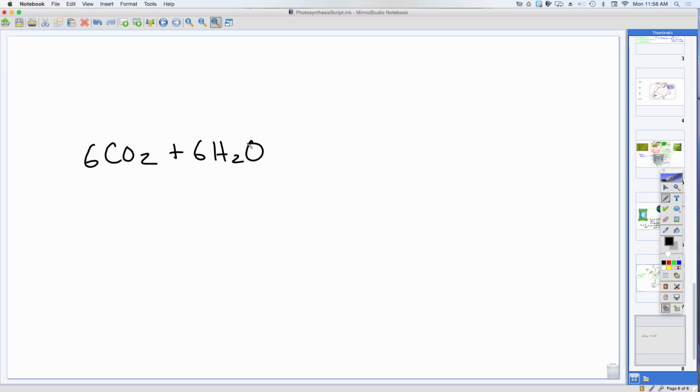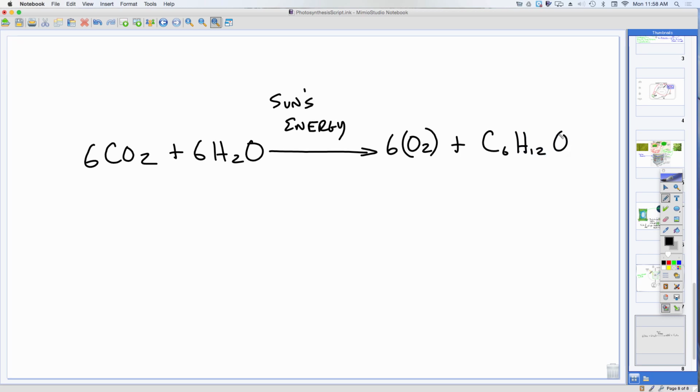Now we can look at this whole process and we can think of it in terms of an equation. The equation would look like this. 6 carbon dioxides plus 6 H2O with sun's energy will produce 6 oxygen plus 1 molecule of C6H12O6, which is glucose, which is food energy for life.